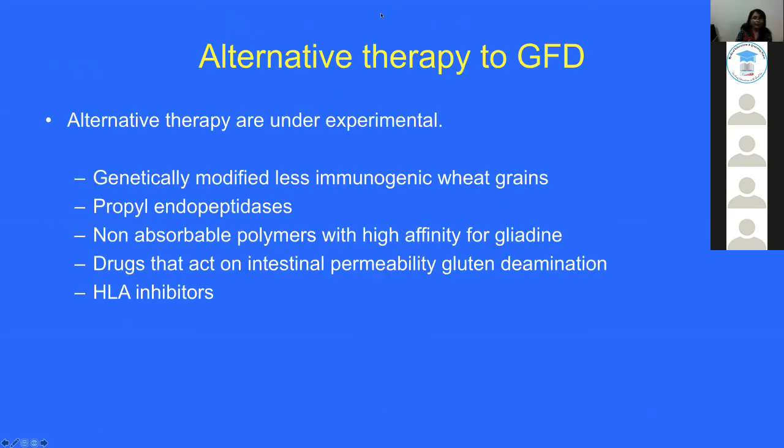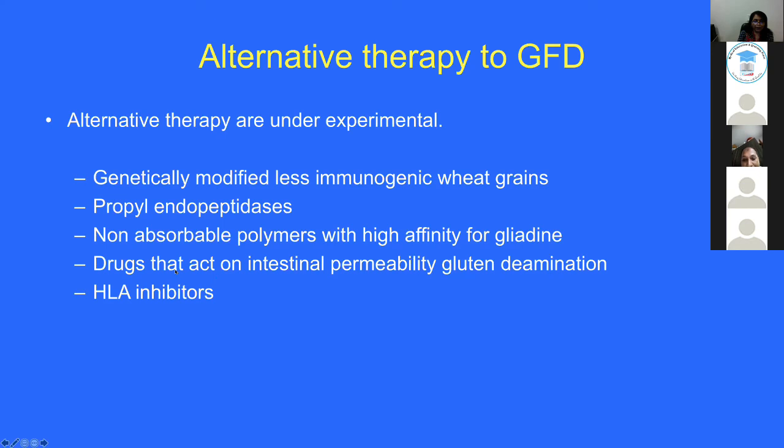We have some alternative therapies which are under experimental trials. Either we can modify the wheat grains. Genetically modified, less immunogenic wheat grains can be developed. We are developing it, but we don't have that in the market. Propyl endopeptidases are enzymes which can degrade gluten so that it becomes less harmful. Non-absorbable polymers have a high affinity for gliadin. So the gliadin attaches to these non-absorbable polymers and does not enter the lamina propria of the small intestine. So there is less injury. That is also under development.